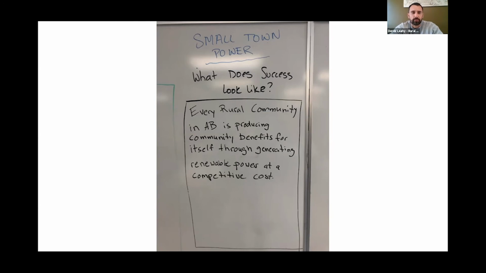We want every rural community in Alberta to be producing community benefits for itself through generating renewable power at a competitive cost. Initially, when we came up with the statement, we actually flipped it the other way around. We wanted to say that every rural community in Alberta is producing renewable power. But then we put the community benefits up front because it was really important to make sure that came first, because that really is our priority. Like I said, we're just using these tools that just happen to be called climate solutions to build those strong, thriving communities.